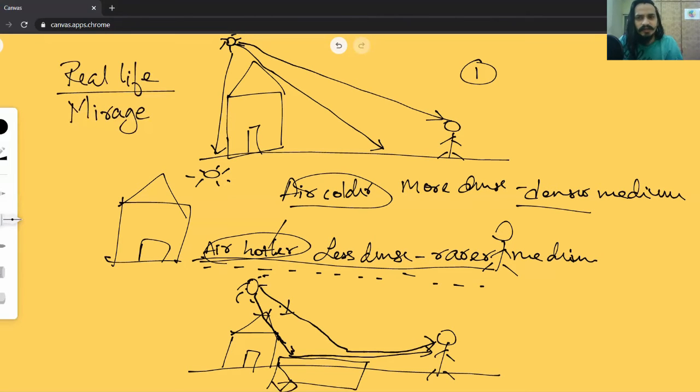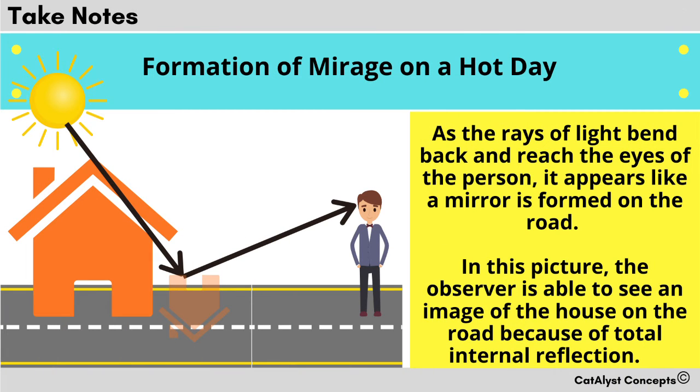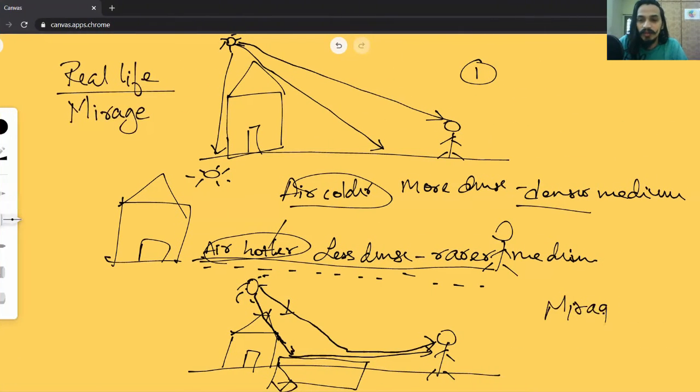It won't be exactly on the road also, just somewhere above it. So this is why the road will look kind of like water, because it's almost behaving like a mirror. This is how a mirage works. This is how mirages will work. A very common example.